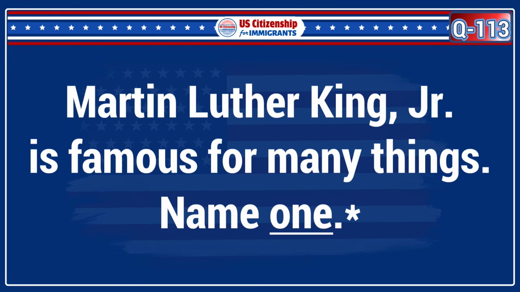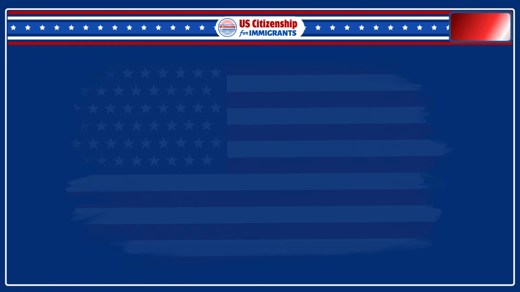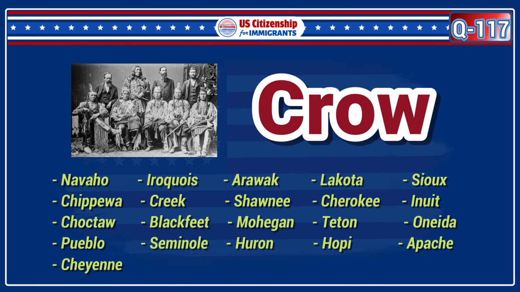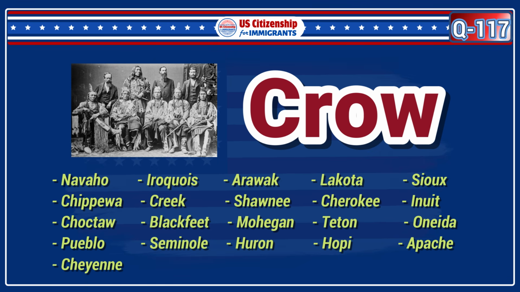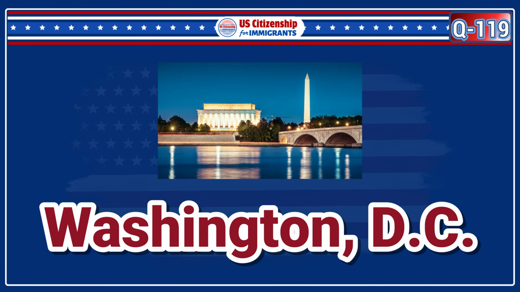113. Martin Luther King Jr. is famous for many things. Name one. Fought for civil rights. 117. Name one American Indian tribe in the United States. Crow. 119. What is the capital of the United States? Washington, D.C.